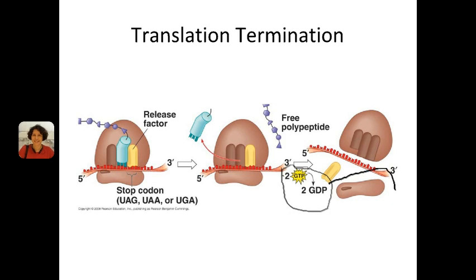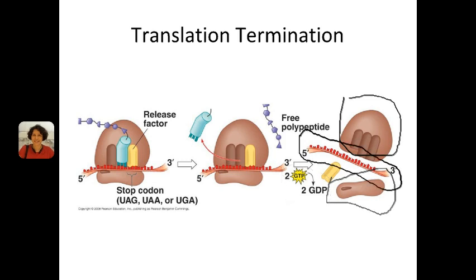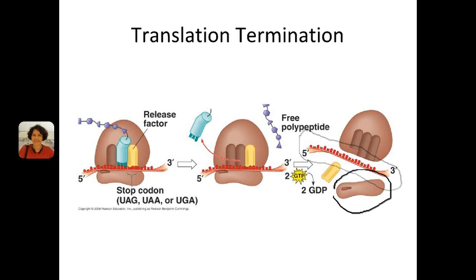The subunits of the ribosome separate from each other. The messenger RNA is going to be released. And this messenger RNA can be reused to code for another copy of the same protein. And also the ribosome subunits can be reused to translate any other protein that needs to be translated.